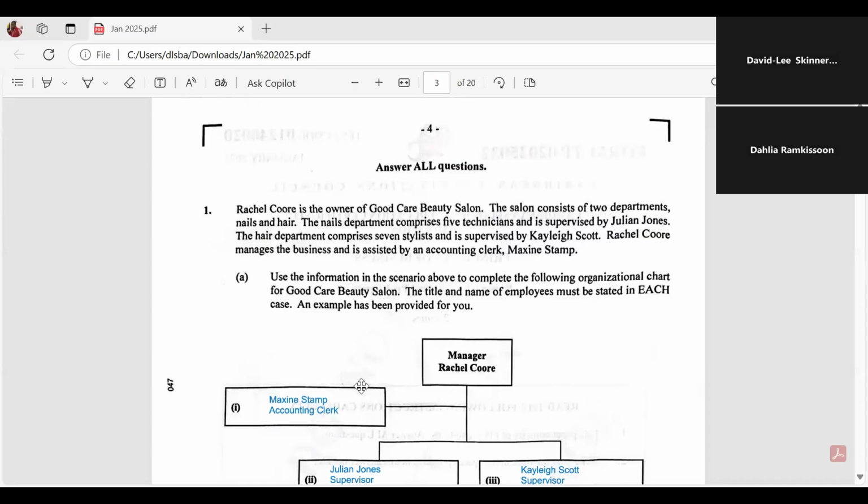So you know how organizational structure is. There's a line and staff organizational structure. The staff part is the one that's giving support. This will be the staff function here. So we had to look for somebody who nobody is reporting to, and that person is there to give support to Rachel Co. And they said Rachel Co. manages the business and is assisted by an accounting clerk, Maxine Stamp. That is how we got Maxine Stamp accounting clerk here. Make sense? All right.